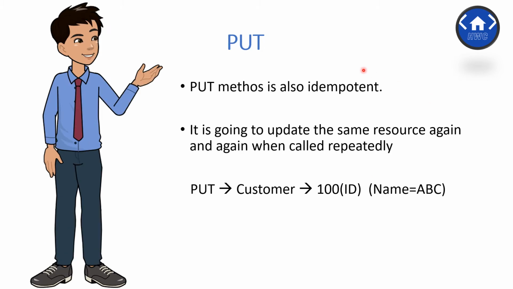Next one is PUT. The PUT method is also idempotent because it is going to update the same resource again and again when called repeatedly. For example, I'm trying to update a customer's detail and the customer ID is 100. If I update the detail of this particular customer, then that particular resource is getting updated all the time. It is not going to update any other customer's detail. The same resource is going to get updated again and again. So that is why PUT is also idempotent.